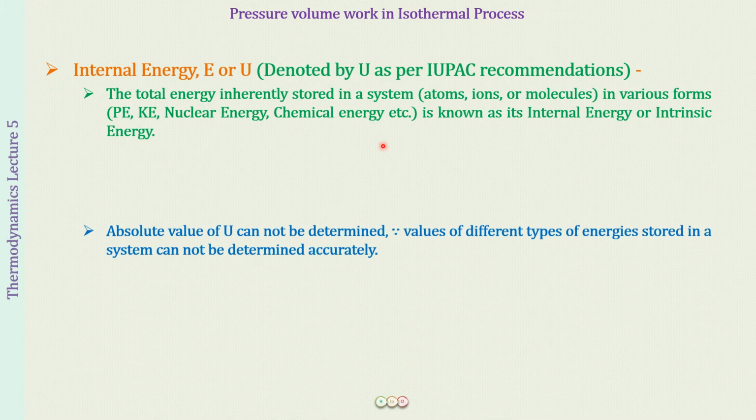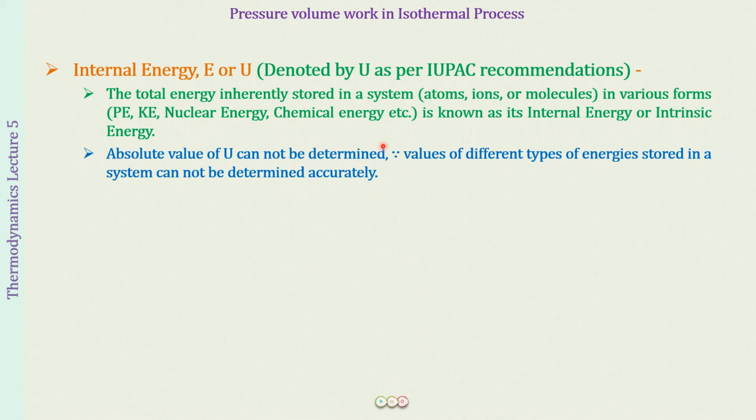Now the absolute value of internal energy we cannot determine, because the values of the different types of energies cannot be accurately determined. What we need is only the change in internal energy that happens in any process. In any thermodynamic process, we always refer to the change in internal energy, which we denote by the sign delta U, because U we cannot determine absolutely.